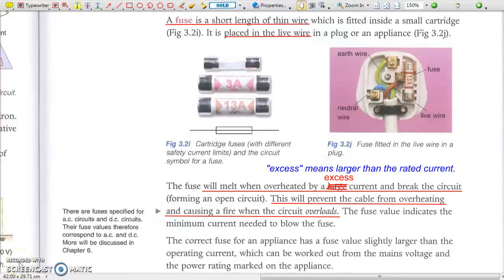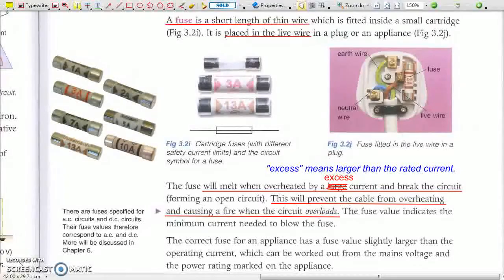There are different fuse values for appliances of different rated currents. We should always use a fuse value slightly larger than the rated current. For example, an appliance of rated current 2.5A should use a 3A fuse. An appliance of rated current 11A should use a 11A fuse. In this way, the fuse will melt very soon when excess current flows.